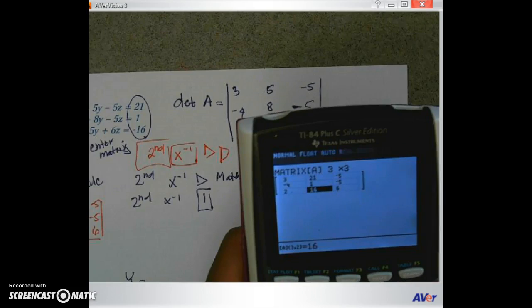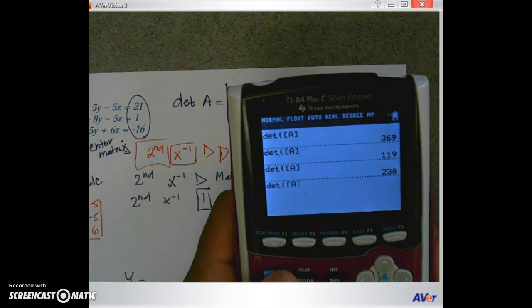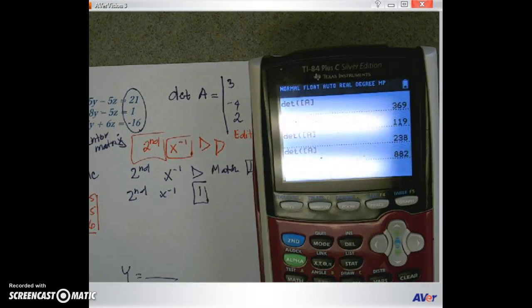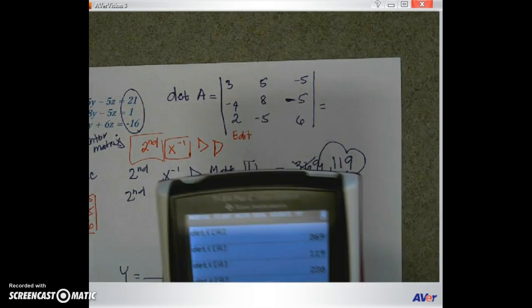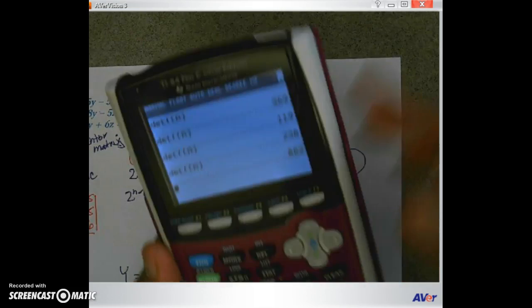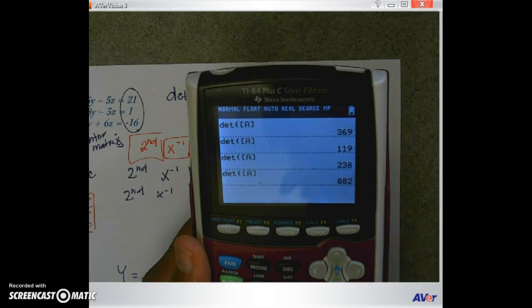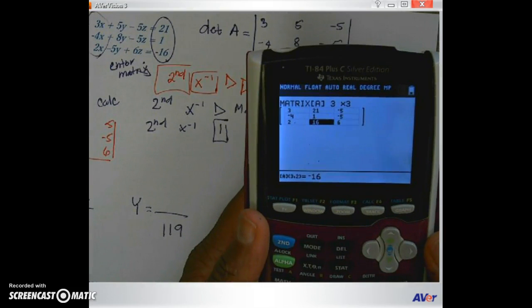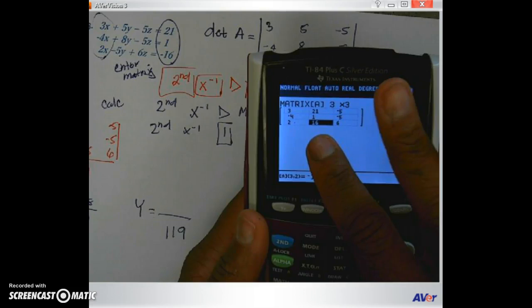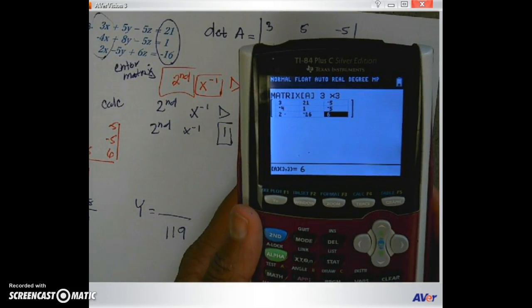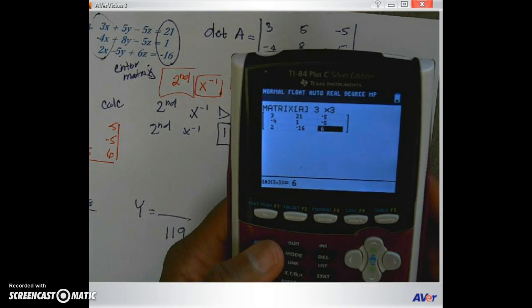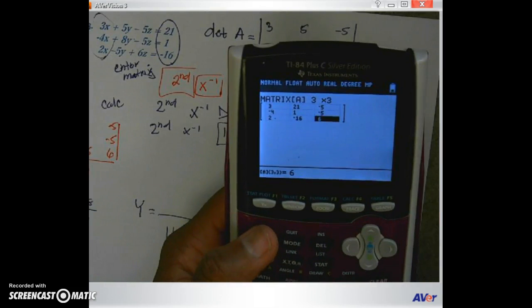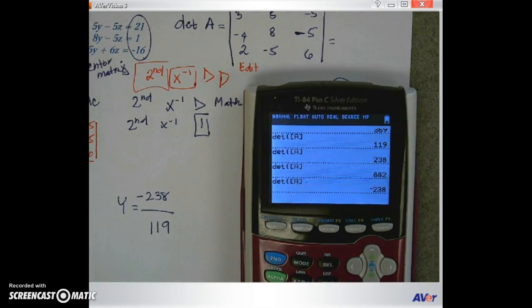And then second quit, second entry, enter, and I get 882. I don't think that's right. Let me pause and check. Big takeaway, always double check. I put a +16 instead of a -16. So if you did that right, you probably got the correct answer, which was -238. So the y value is -2.